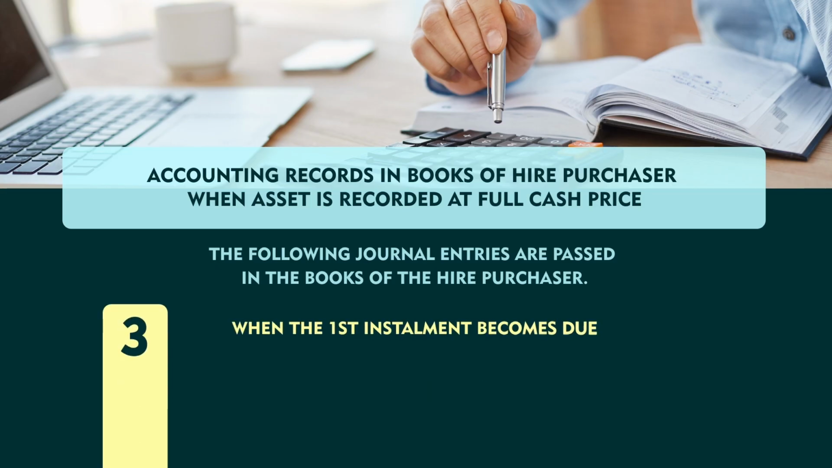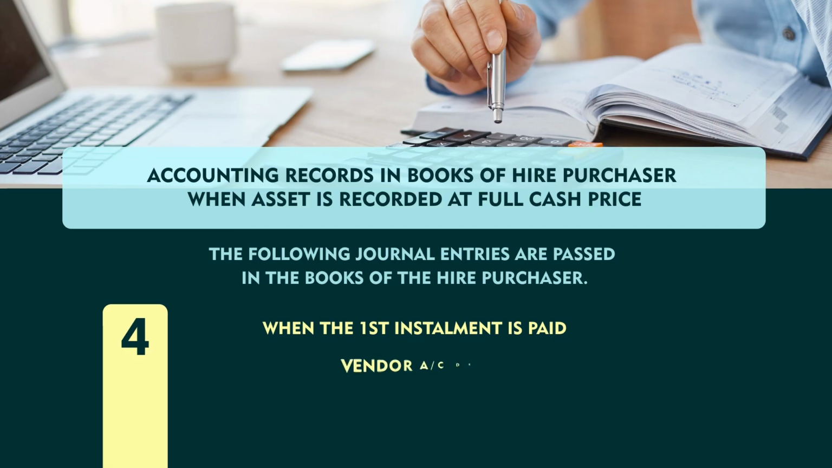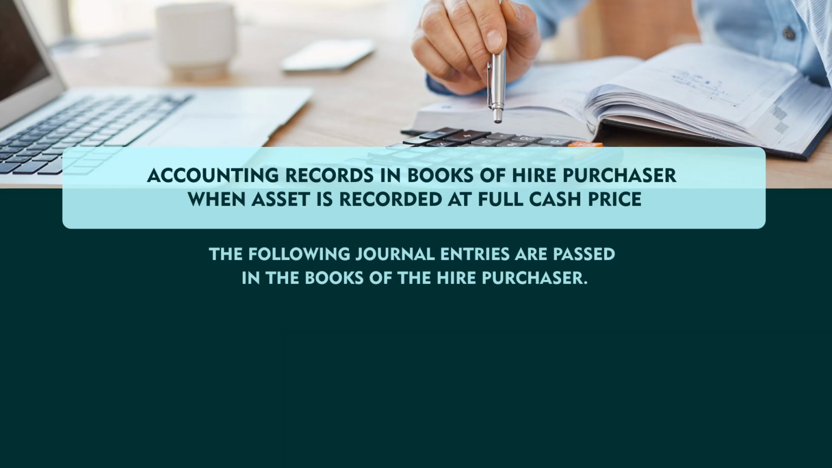Third one is when the first installment becomes due. It is very simple: interest account debit to hire vendor when the amount of interest is due. And when the installment is paid, it is very simple: vendor account debit to bank, because as per the personal account, the vendor is the person who is receiving the payment. So, any person receiving the payment must be debited and the cash is going out.